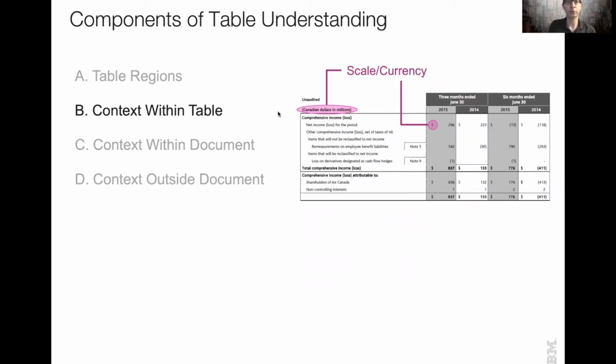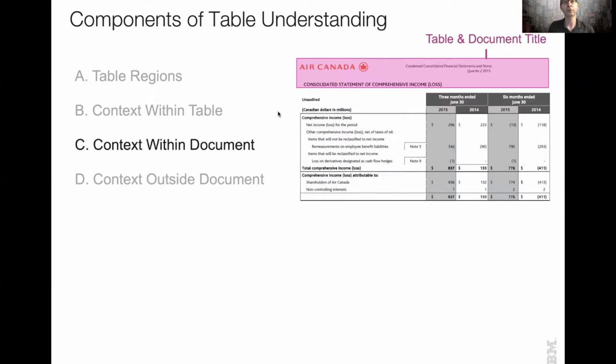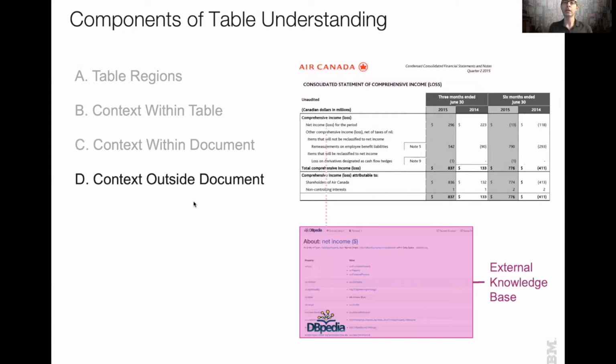Then we will proceed to find information that appears in places within the document but outside the table, such as the table and document title. And finally, we will talk about approaches that look for semantic information that may appear outside the document. A good example of those are approaches that try to link table contents with external knowledge bases. And this reflects also the outline of the table understanding section.